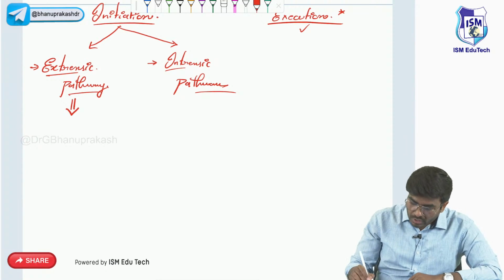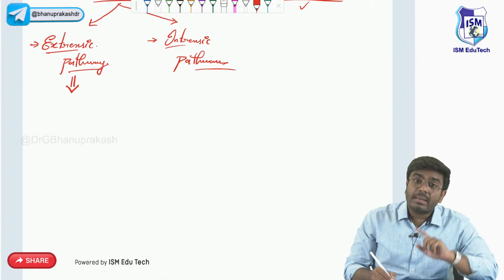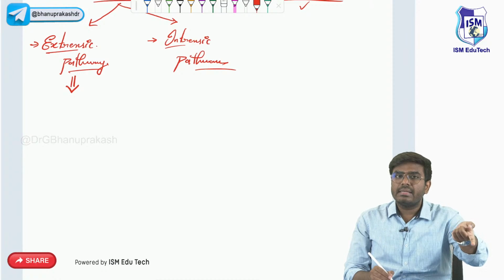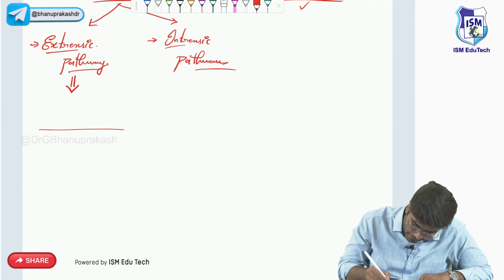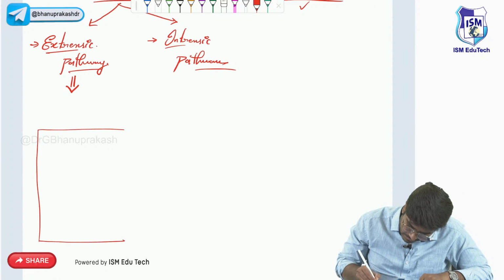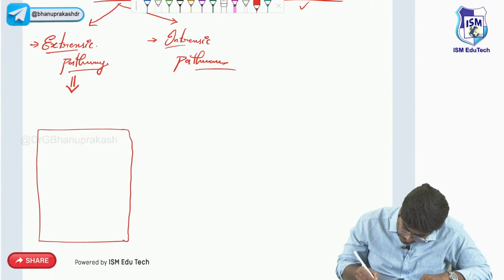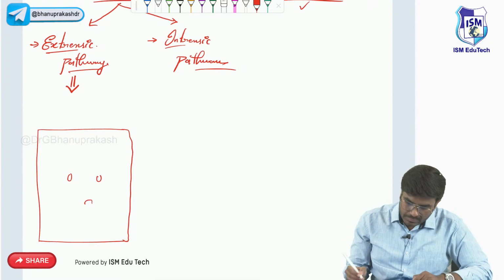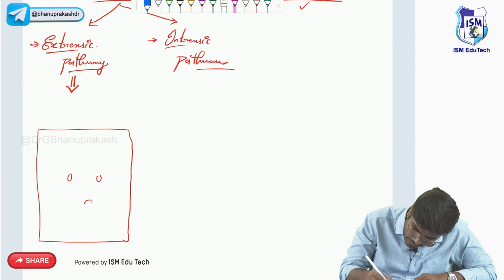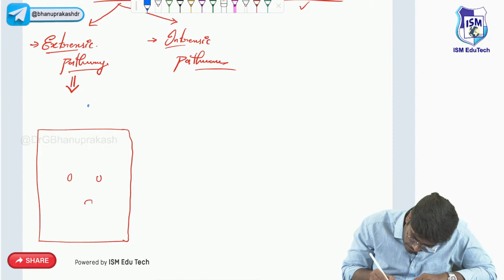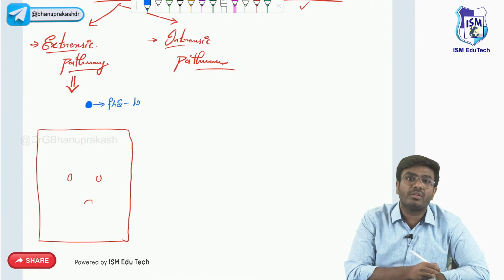So what do we mean by extrinsic pathway? The signal is coming from outside. Let's take a cell here. Very simple, guys. This is a cell which is now supposed to undergo apoptosis. This is a sad fellow. Now in the extrinsic pathway, what is happening? The signal is coming from outside. What is the name of the signal, guys? The name of the signal is FAS ligand, which is actually present on the T cells.